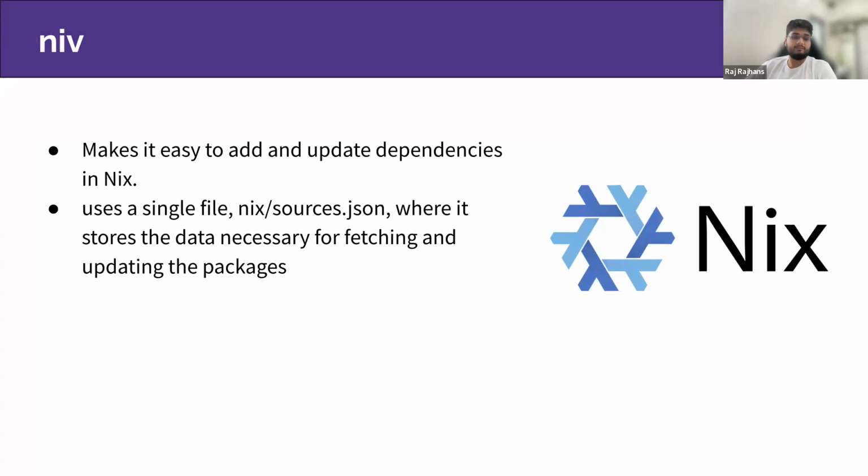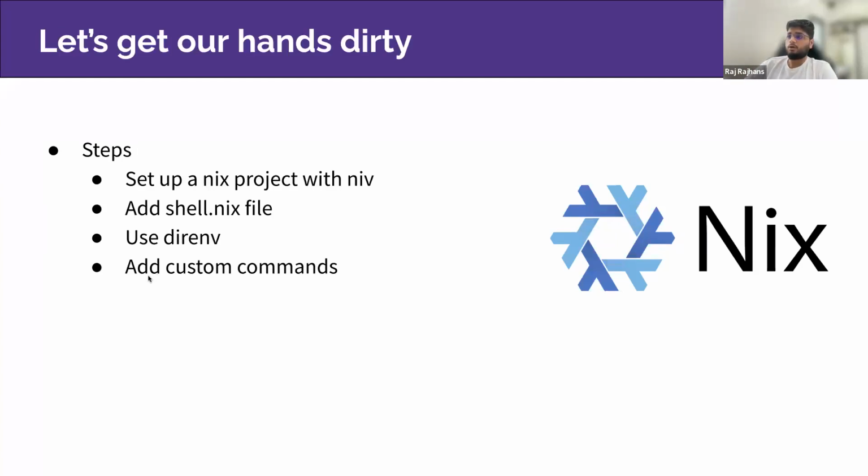So it creates this file called sources.json, where it stores the data for your packages, which allows you to specify versions, etc., in a simple JSON file, rather than having to write the difficult Nix code just to do that. Okay. All right, that is enough theory. Let's try to get our hands dirty.